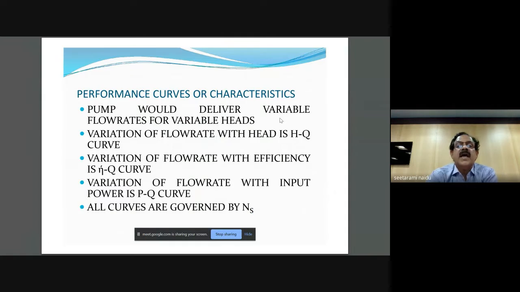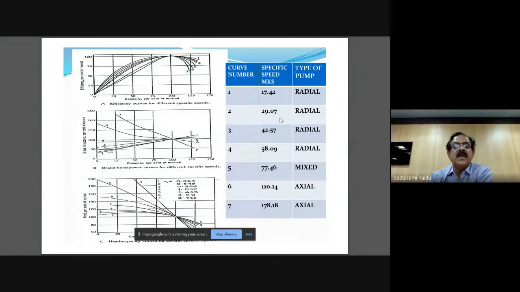Curves of characteristics show that a pump would deliver variable flow rates for variable heads. Variation of flow rate with head is the HQ curve, and there is the efficiency discharge curve. Usually the x-axis is discharge, and the y parameters are efficiency, head, and input power. These are the main three parameters on the y axis. So typical curves are like this.